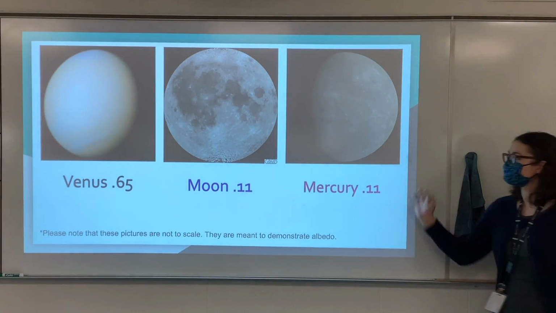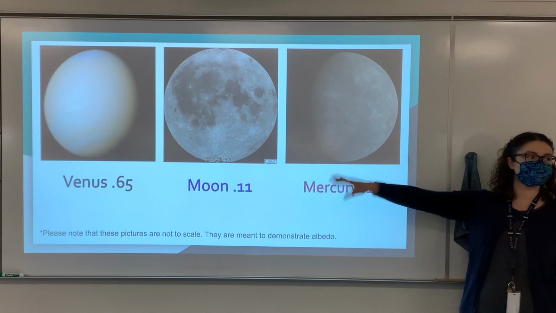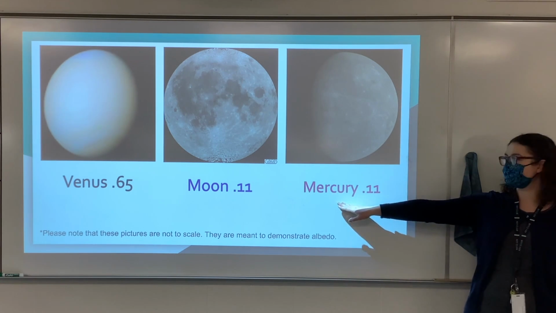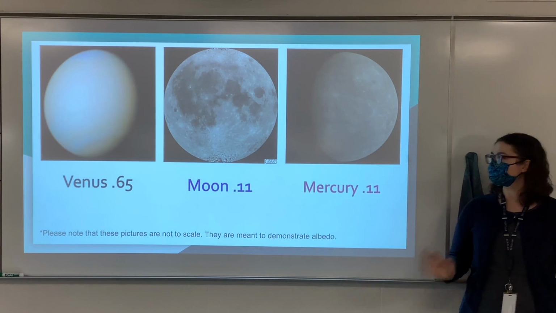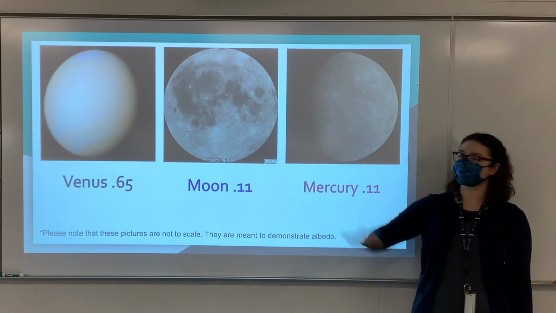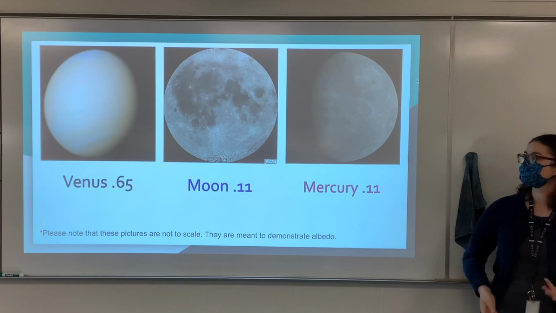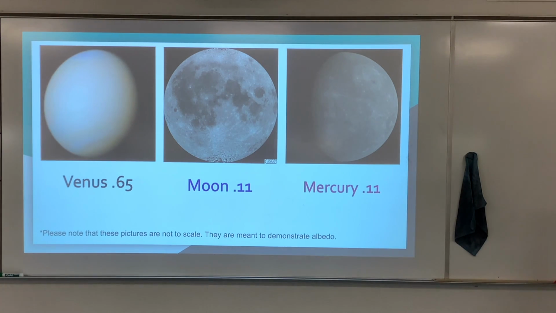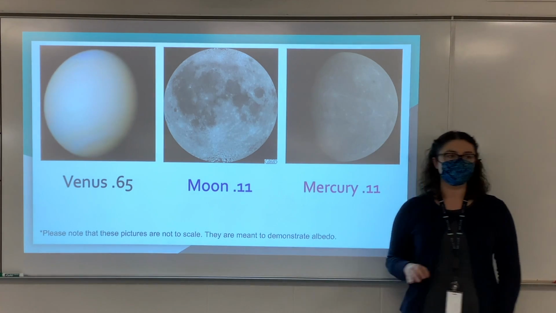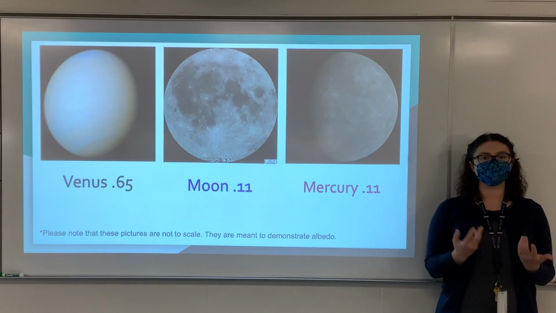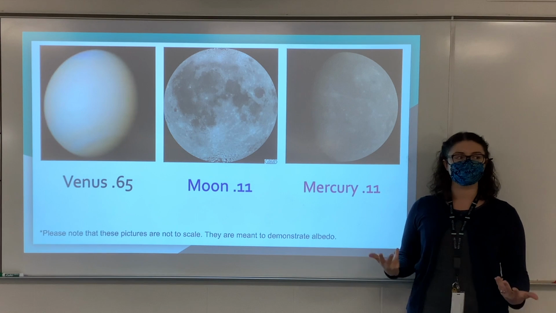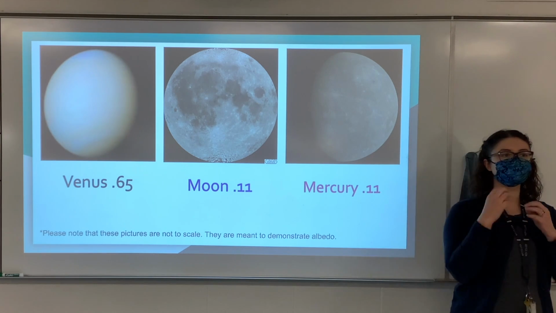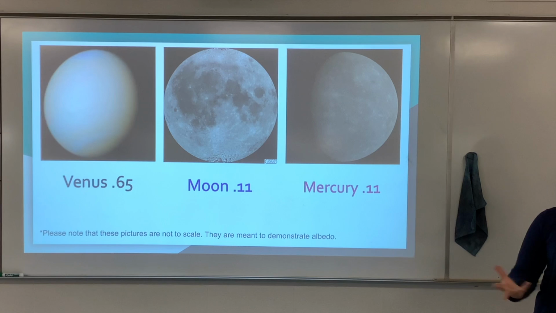Here we can see that illustrated in these photos. These are not to scale for size, but they can give us an idea of albedo. The surface of the moon and Mercury look very similar. Venus is way brighter though, and that's because of what their surfaces are made of. The moon and Mercury have very similar albedos because they have the same type of surface. They both have a dark, dry, rocky surface.